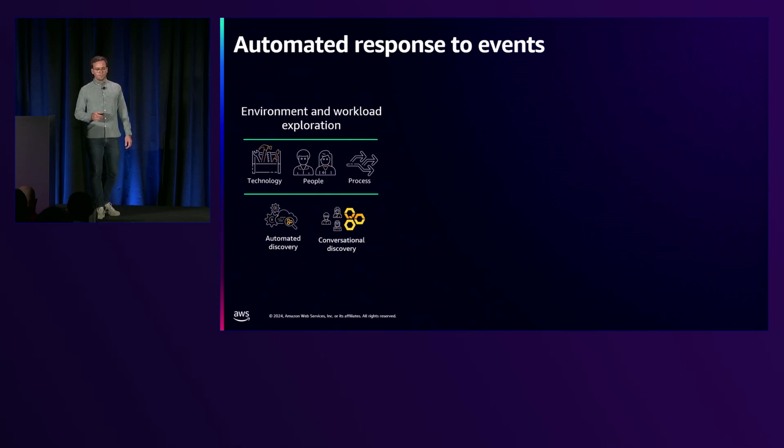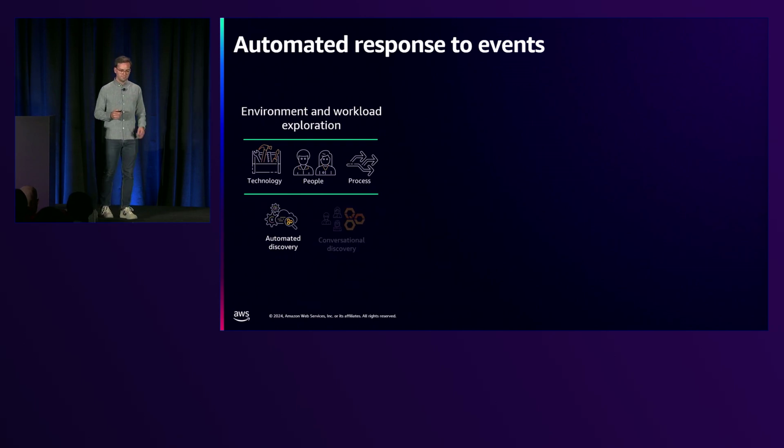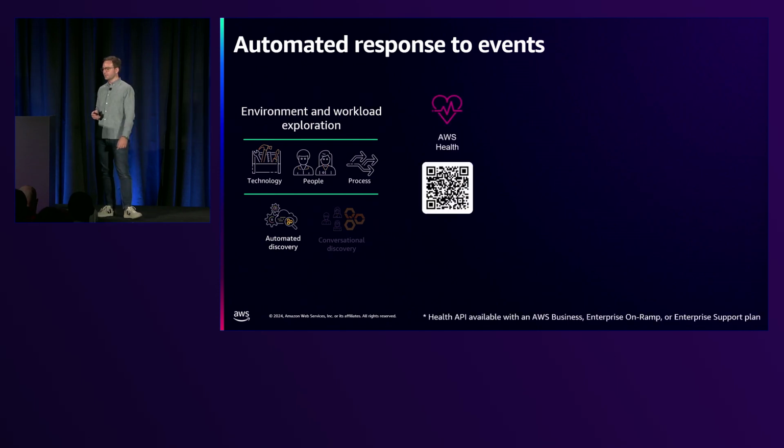So we saw before how we can discover your workload manually or in an automated way in terms of exploration. Let's see now how we can activate your proactive mode, again, in an automated way. So here I will talk about AWS Health. AWS Health is really your authoritative source to get real-time information about AWS service health.